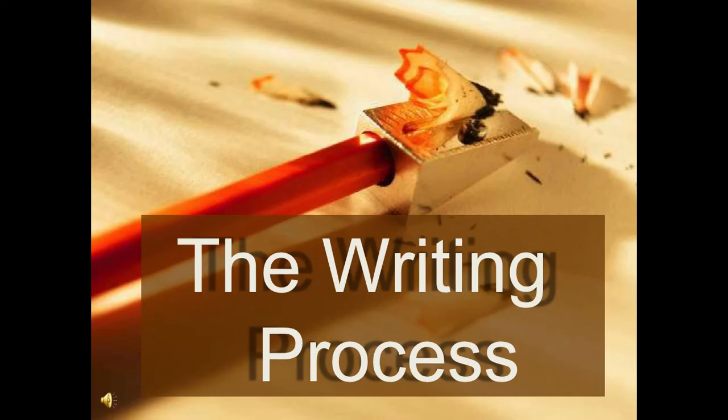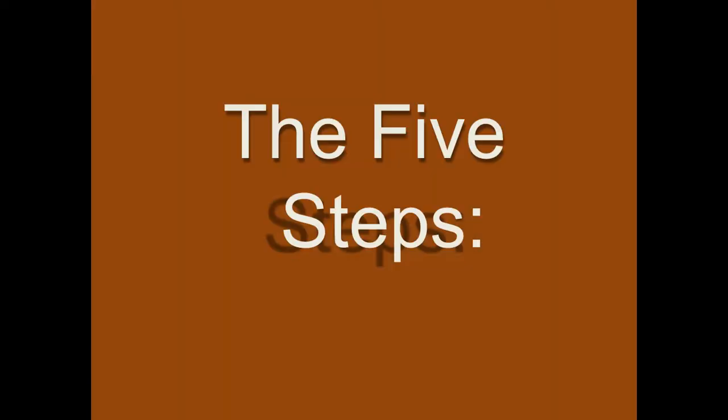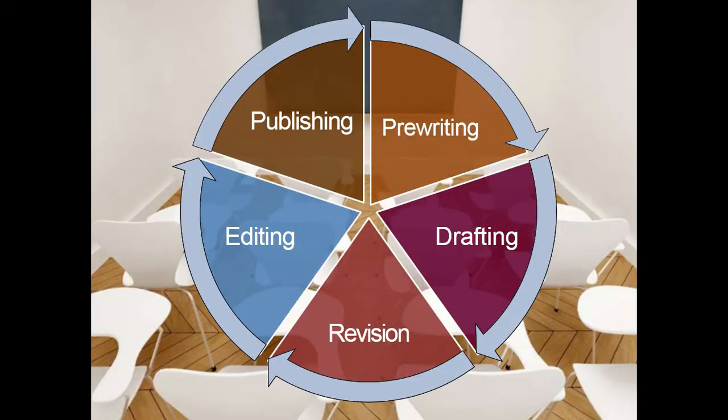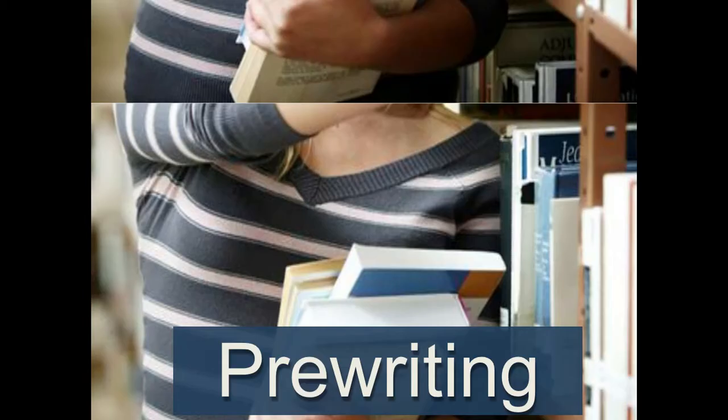And now let's talk about the writing process. In the writing process, there are 5 steps. So we have to remember the 5 steps in the writing process. The first one is pre-writing, the second one is drafting, the third one is revision, the fourth one is editing, and the fifth one is publishing. Once again, pre-writing, drafting, revision, editing, and publishing.